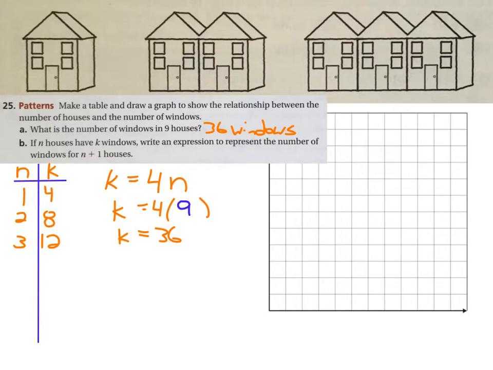Okay? And then going back to this original equation, I'm going to take this out now that we've used it, and I'm just going to keep the original equation just for the sake of space. If n houses has k windows, right? N houses has k windows, then write an expression to represent the number of windows for n plus 1. Well, now let's put in here, instead of n, we put n plus 1.